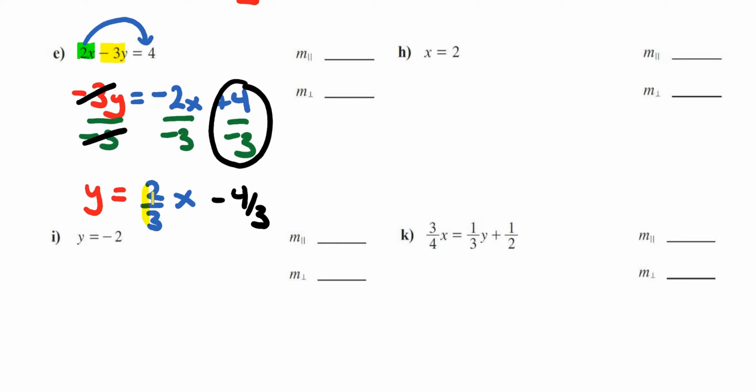Okay, so my slope is going to be 2/3. If I want a line that's parallel to that, the slope has to be 2/3. And the negative reciprocal of 2/3 is going to be negative, and then I just flip the fraction, which will be 3 over 2. So negative 3 over 2. Okay, let's move on to letter H.